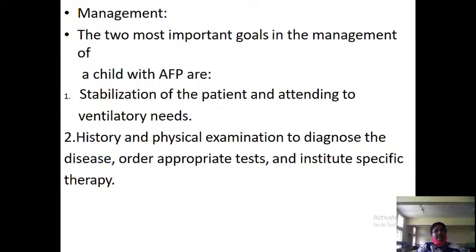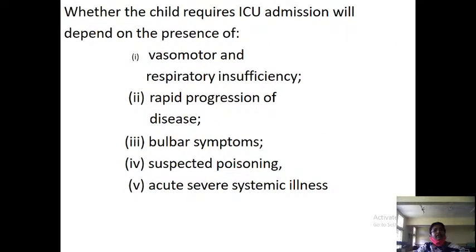Then management would include stabilization of the patient, attending to the ventilatory needs, history and physical examination. Then whether the child requires any ICU admission. The criteria for ICU admission would be vasomotor or respiratory insufficiency, rapid progression of the disease, bulbar symptoms, suspected poisoning, and acute severe illness.